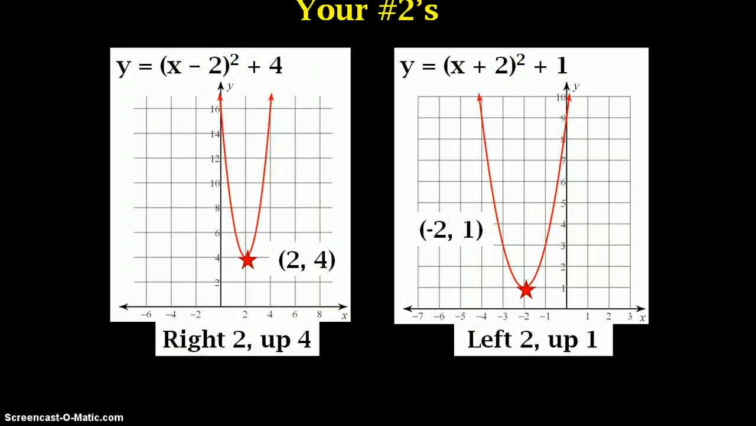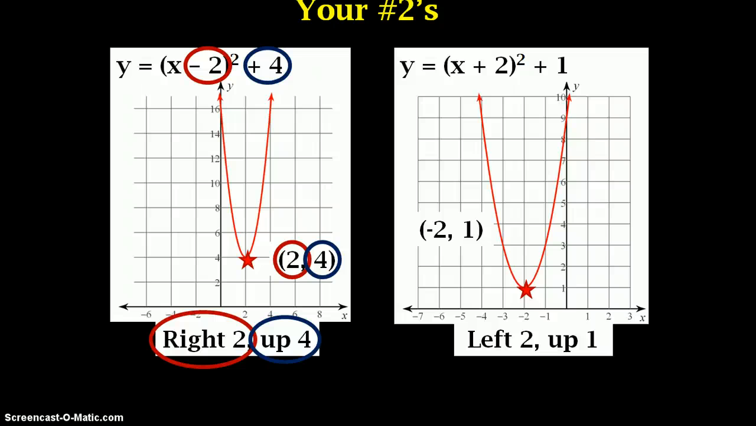So let's look at your number 2s and see if it holds true again. On the inside of the parentheses, we have a negative 2. The x value of the vertex was a positive 2, and again we went to the right, because positive 2 would mean we go to the right. The number on the outside was a positive 4, in the vertex it was a positive 4, and we went up 4, because if it's a positive, we go up.